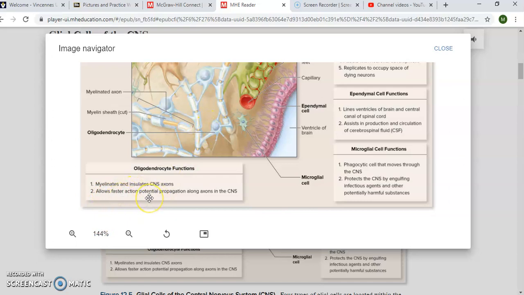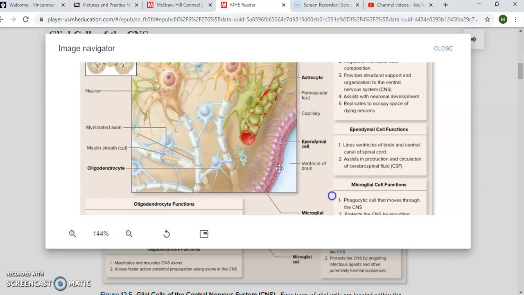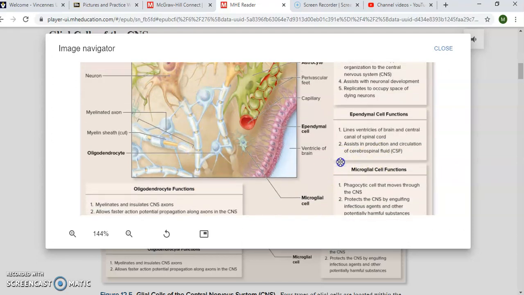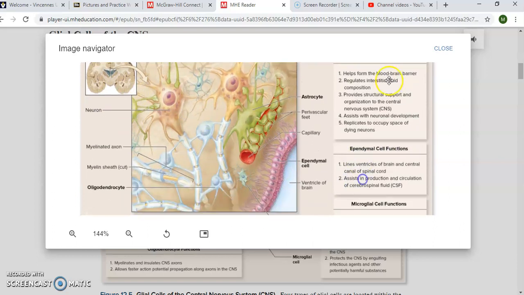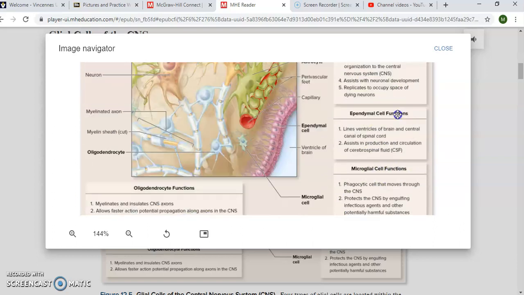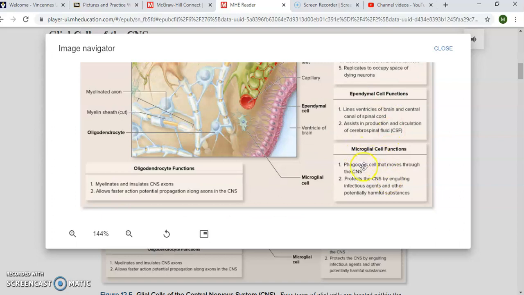And this tells you why we want it insulated or have myelin around it. That way our nerve impulses or action potentials can be conducted really quickly down the axon. All right, so those are our 4 glial cells that make up the central nervous system. So astrocytes, you should know their functions. Ependymal cells, know their functions. Microglia, know their functions, and oligodendrocytes too.